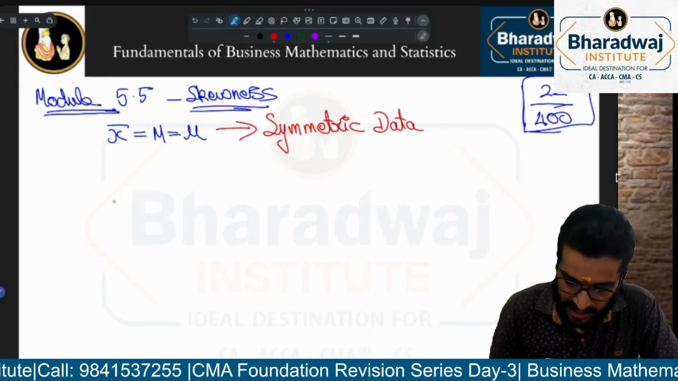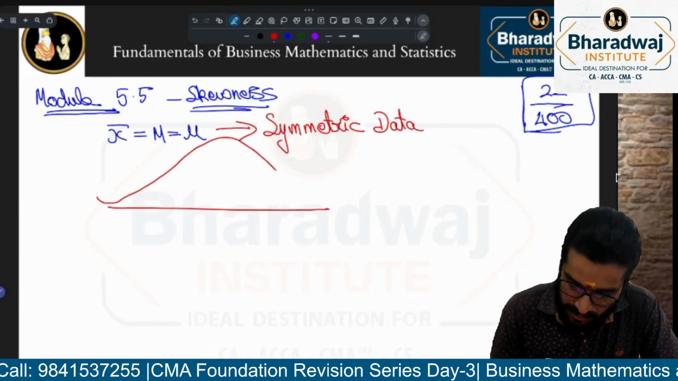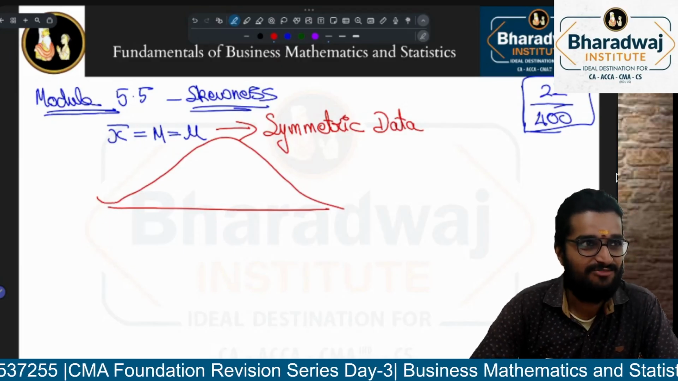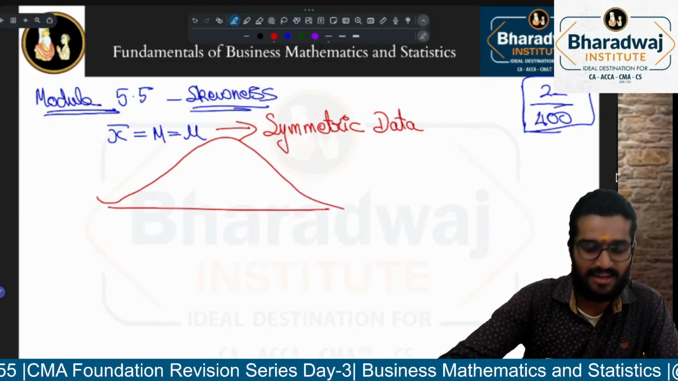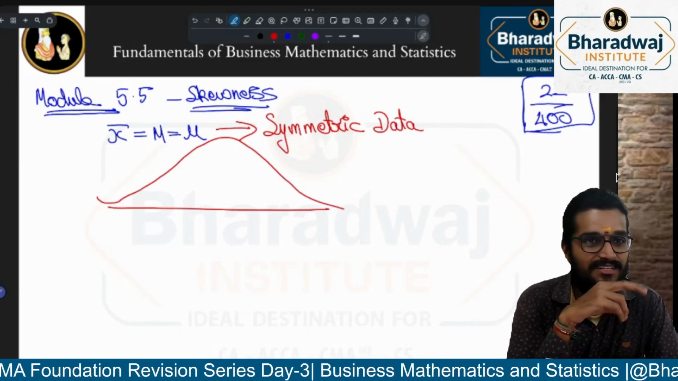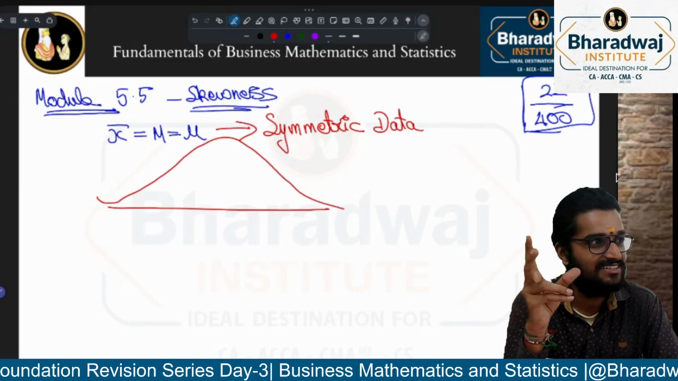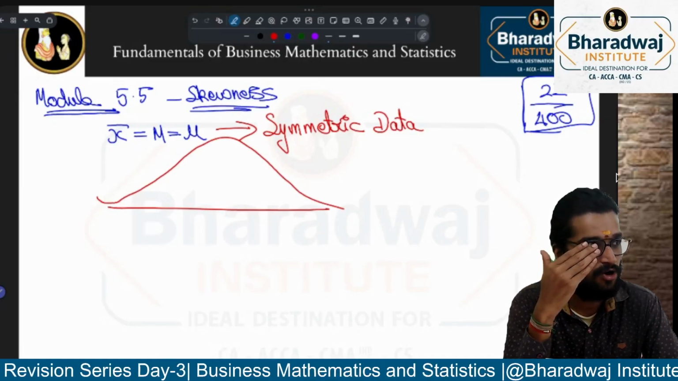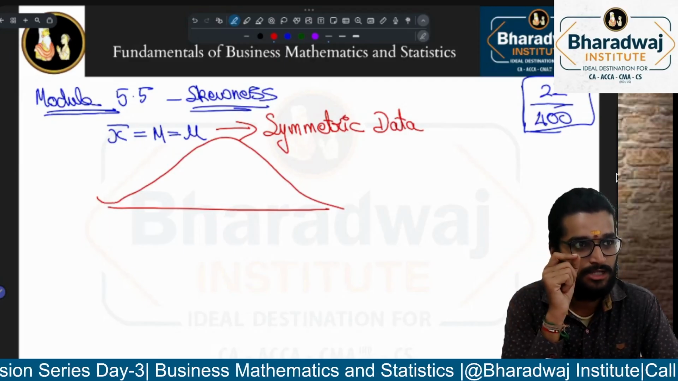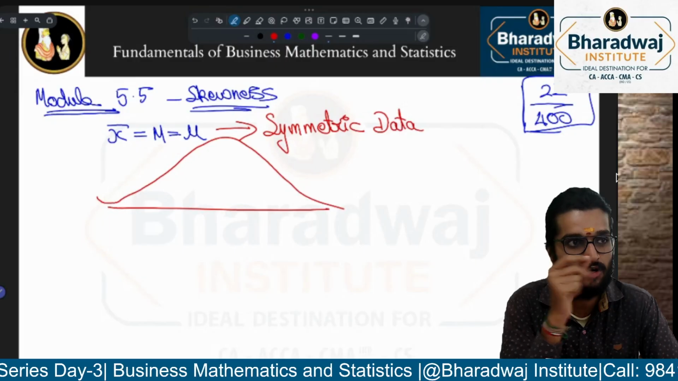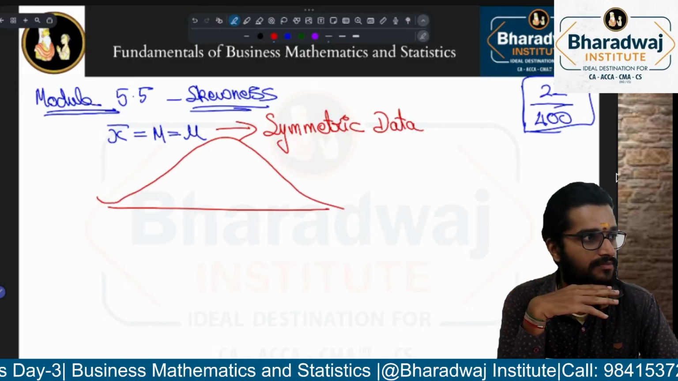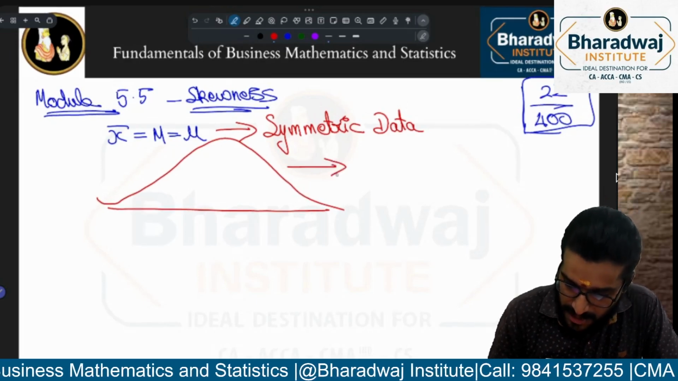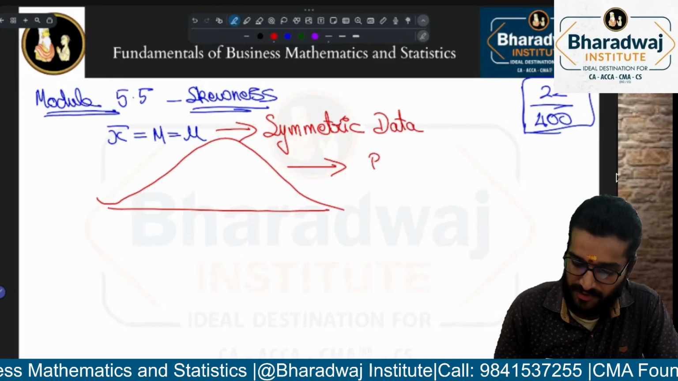In symmetric data, if you try to plot the frequency curve, what is a frequency curve? Split the entire data into class intervals, and find the mode. So you go for a histogram. Join each midpoint of the histogram with a freehand curve. That is what we call the frequency curve. That frequency curve will be a bell-shaped curve.